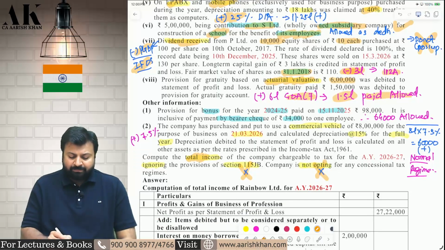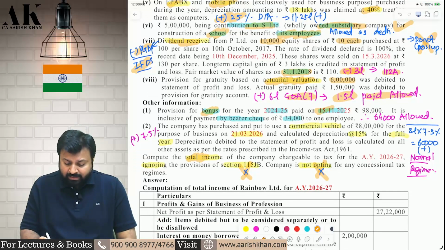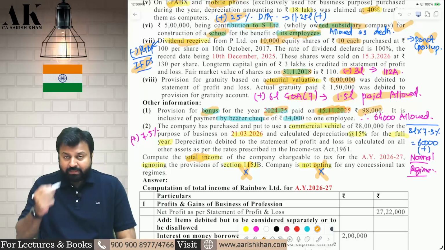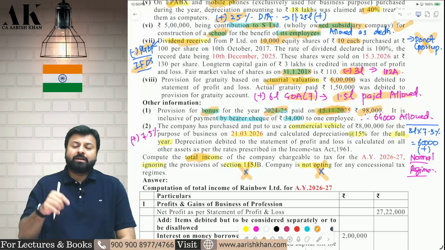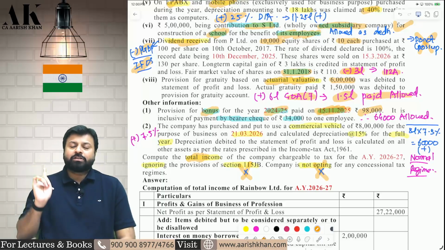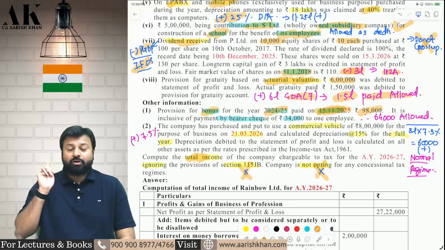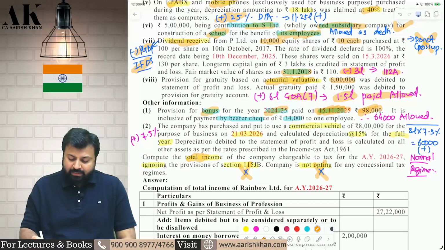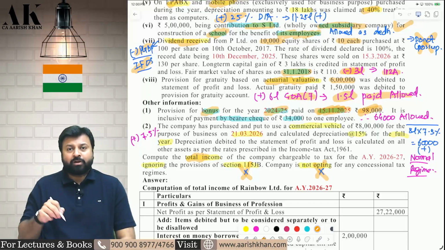Last one or two adjustments, that is bonus of last year, 2024-25, which was paid on 15th of November 2025. So last year's bonus paid in the current year. Therefore, bonus of last year will be disallowed in the last year because bonus is allowed on payment basis. Now last year it was not paid on time. Therefore, last year this 98,000 would have been disallowed. But in the current year it should be allowed because it is paid.